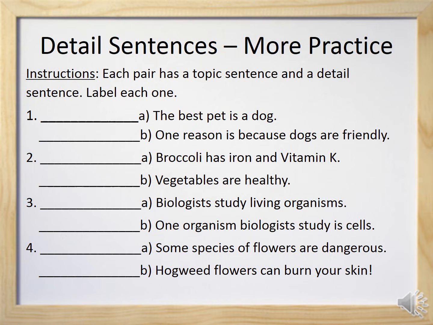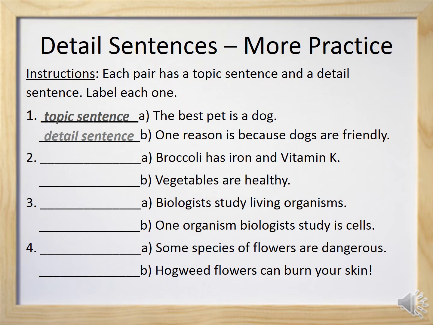Now let's check our answers. Number 1A is a topic sentence. B is a detail sentence. How do we know this is true? Because detail sentences give reasons or examples that explain that topic sentences are true. So, detail sentence B, one reason is because dogs are friendly, gives us a reason that the topic sentence A is true. It gives us a reason why the best pet is a dog.